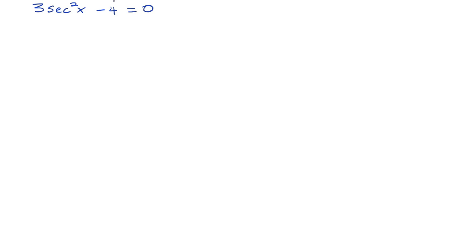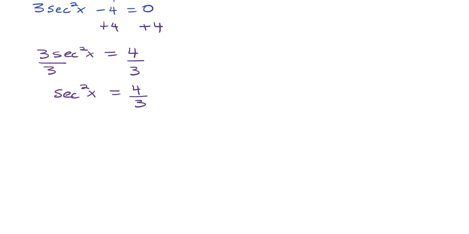Okay, so here we're going to do something similar. So we add 4 to both sides. So we have 3 secant squared x equal to 4. So now we'll go ahead and divide both sides by 3. So secant squared x equal to 4 over 3.